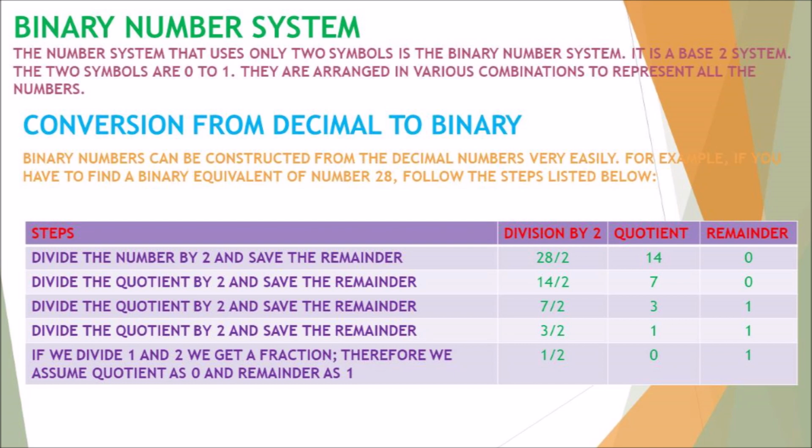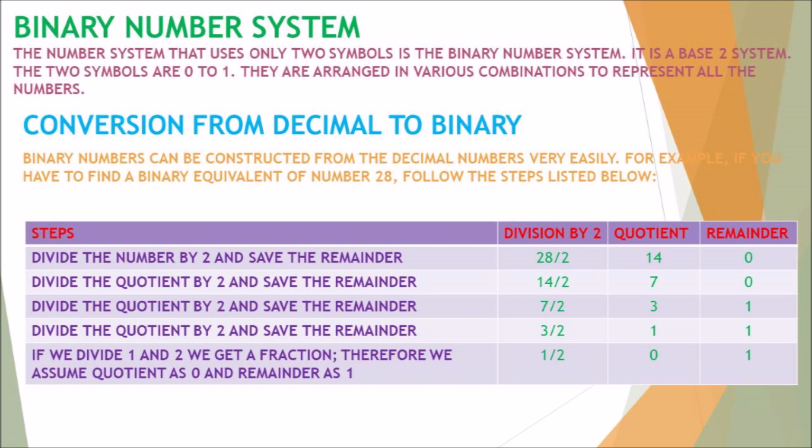So we were told that the binary number system has base 2. It has only two digits, 0 and 1, and they are arranged in various combinations to represent all the other number systems. By combining 0 and 1, all the other number systems can be easily arrived at. First, we will see the conversion of decimal to binary.